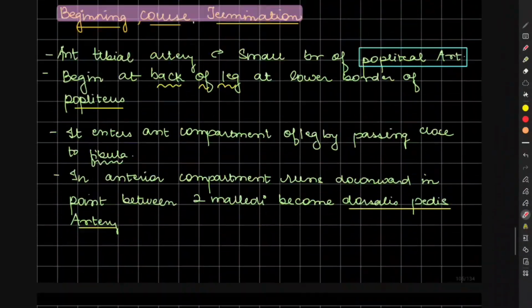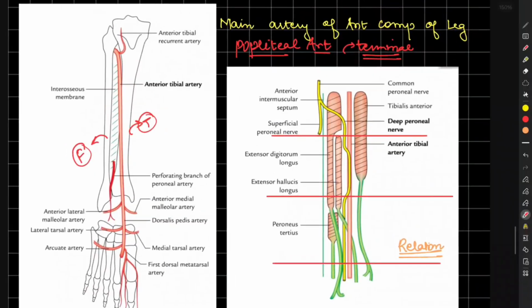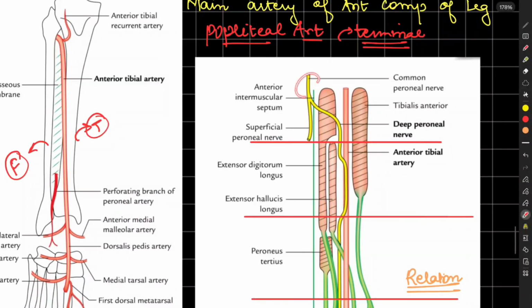If I use the same diagram only of the relations wala, here you can see the deep peroneal nerve is one of the two terminal branches of the common peroneal nerve. Here we can see that it pierces the anterior intermuscular septum. Okay, pierces the anterior intermuscular septum.